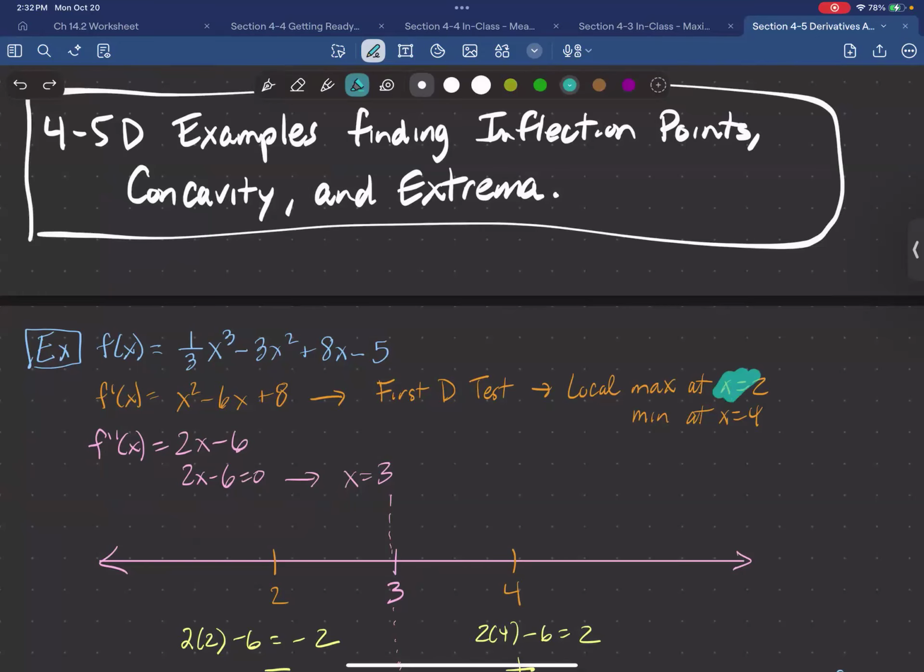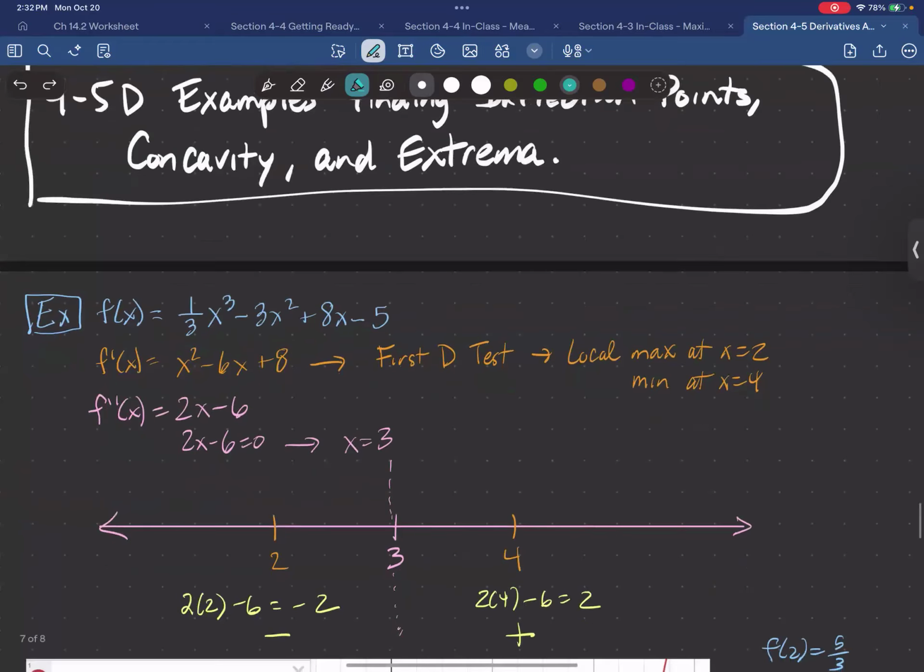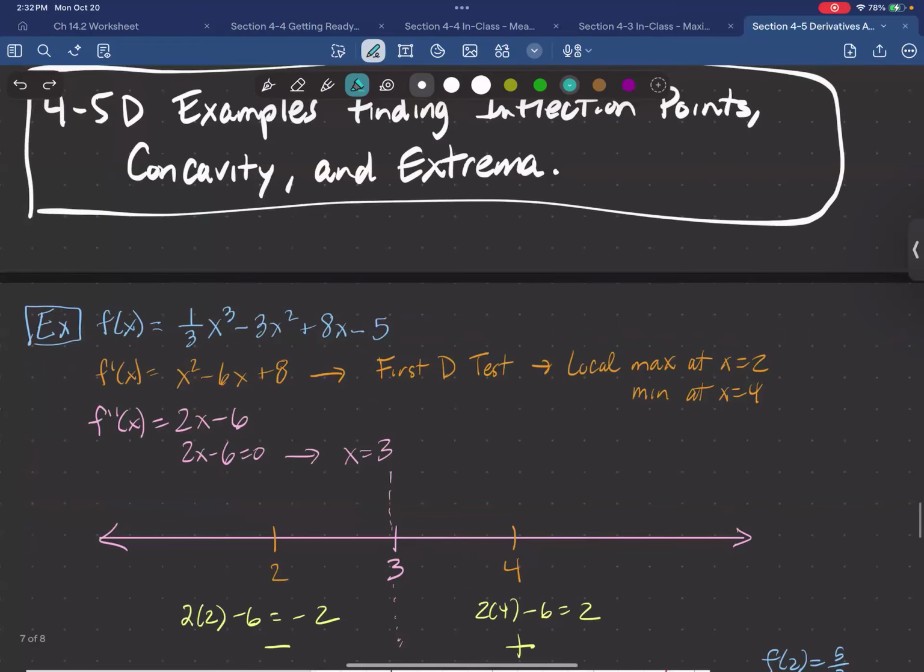From that, we're going to make a sign chart, and I'm choosing to use my previous values, the max and min, as my test points here. So if I plug in positive 2, I got 2 times 2 is 4, minus 6 is negative 2. This is negative, which means it's concave down, which would mean we have a max there, right? Looks like a max.